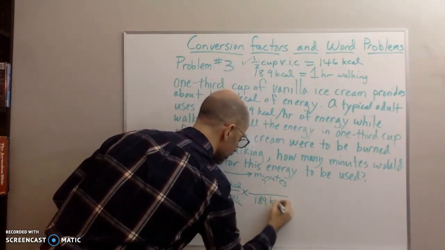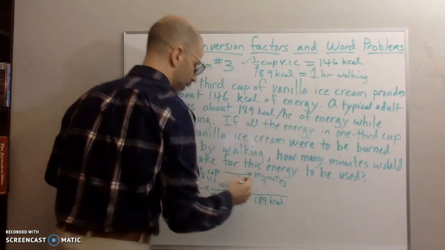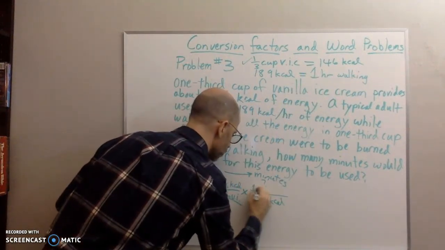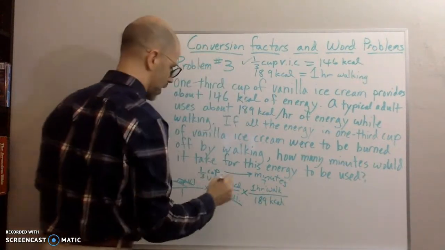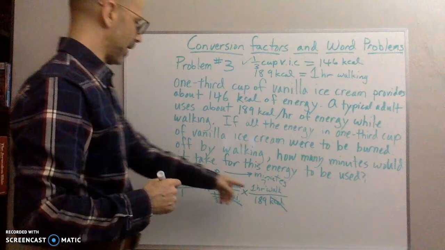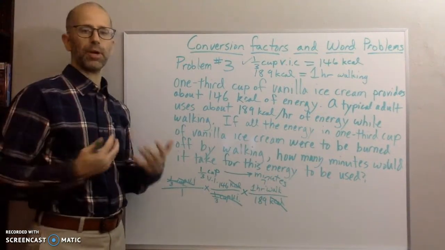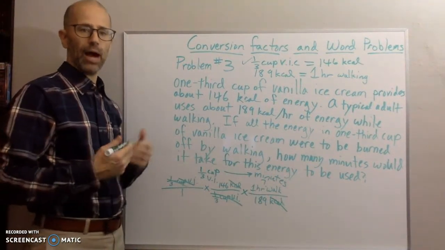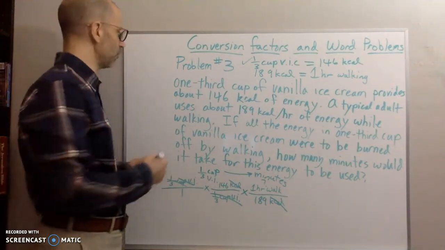189 kilocalories on the bottom, 1 hour of walking on top. So the kilocalories cancel out. Now I have hours, but I need minutes, so we need to bring in a relationship between hours and minutes. We all know how many minutes are in an hour.